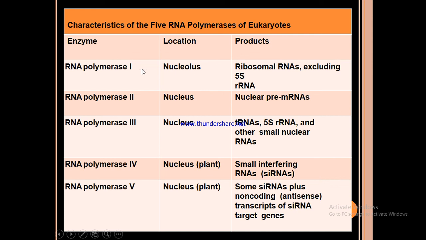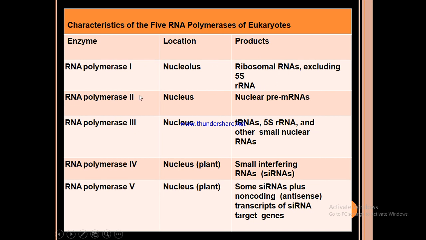Here you can see RNA polymerase 1 transcribes the rRNA, the ribosomal RNA, except 5S RNA. Other ribosomal RNAs are transcribed by RNA polymerase 1, while 5S RNA is transcribed by RNA polymerase 3. You can see here. Okay, so let's go one by one.